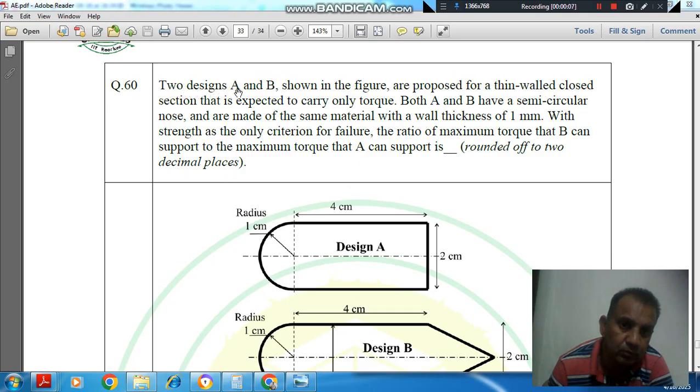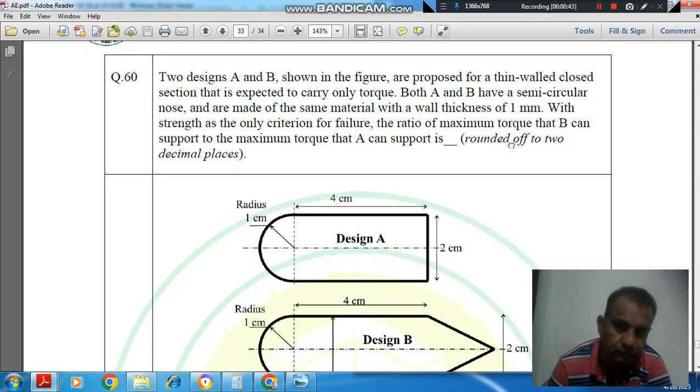Question number 6: two designs A and B shown in the figure are proposed for a thin walled closed section that is expected to carry only torque. Both A and B have a semicircular nose and are made of the same material with a wall thickness of 1 mm, with strength as the only criterion for failure. The ratio of maximum torque that B can support to maximum torque that A can support is dash, rounded off to 2 decimal places.